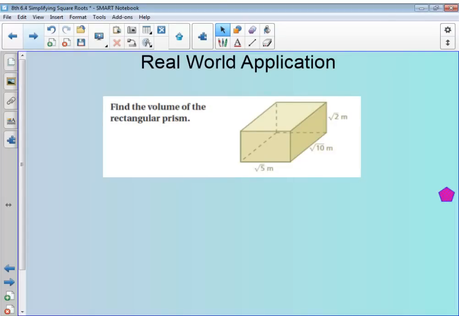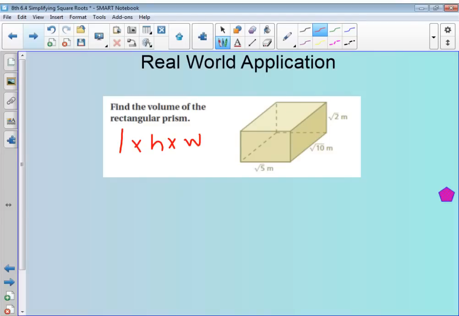So it says find the volume of the rectangular prism. So first of all, how do we find the volume of a rectangular prism? Well, we take the base times height times width, length times height, however you want to look at it. So it shouldn't be base, it should have been length because base is the bottom of something. Length times height times width, or length times width times height.